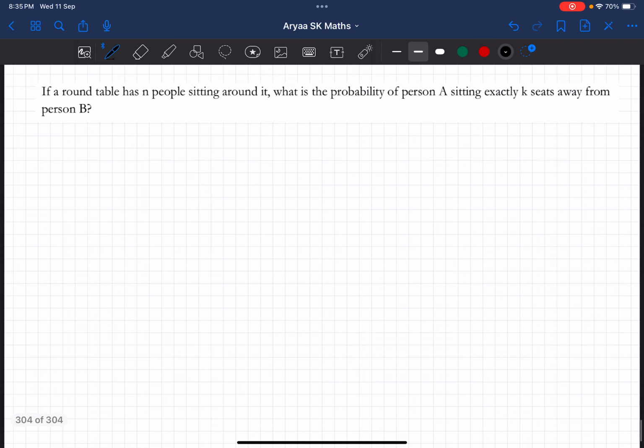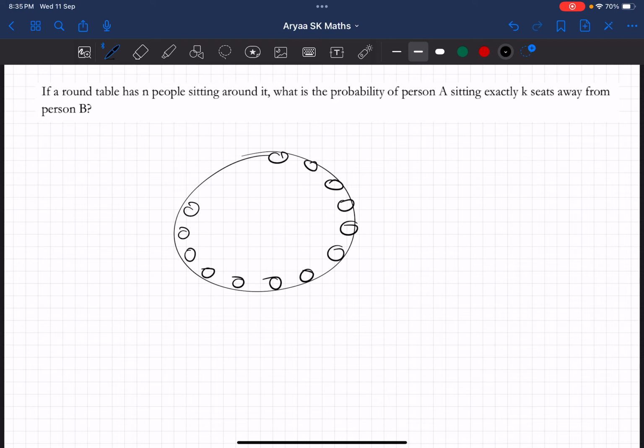Okay, so we've got a round table with n people sitting around it. So we're going to have something like this, where each smaller circle represents a person, and we'll just assume there's n people. Not assume, it's given in the question. This question is asking us, what is the probability of person A sitting exactly k seats away from person B? Okay, so how are we going to do this?